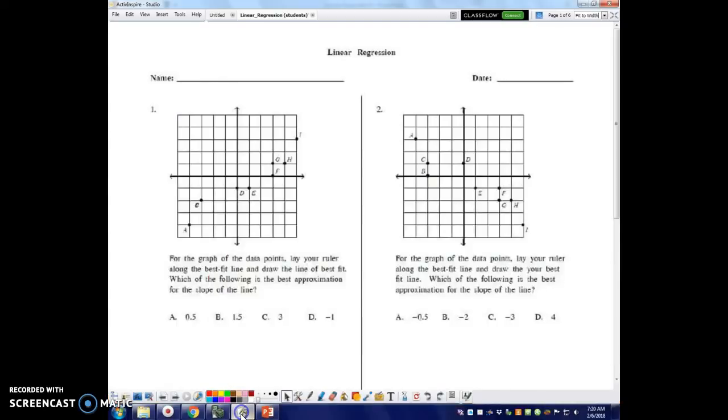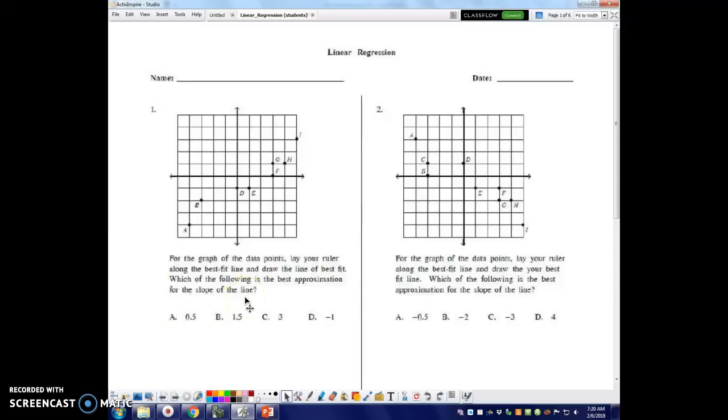Okay, so your lesson for today, we are looking at linear regression or linear best reasonable fit. I'm going to do a few examples with you, and then you are on your own. So number one, for the graph of the data points, lay your ruler along the best fit line and draw the line of best fit. Which of the following is the best approximation of the slope of the line?